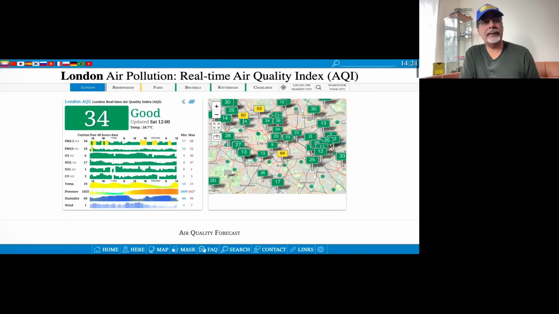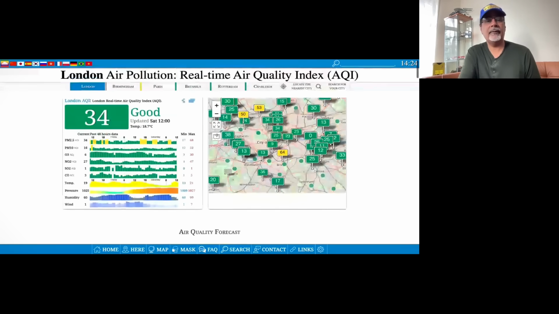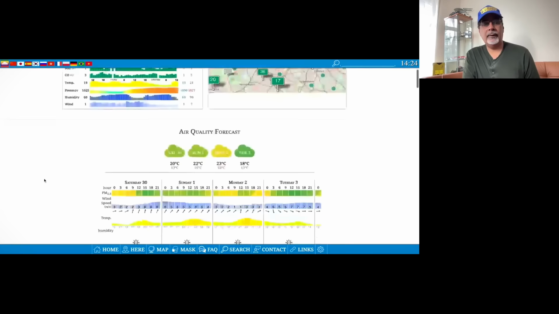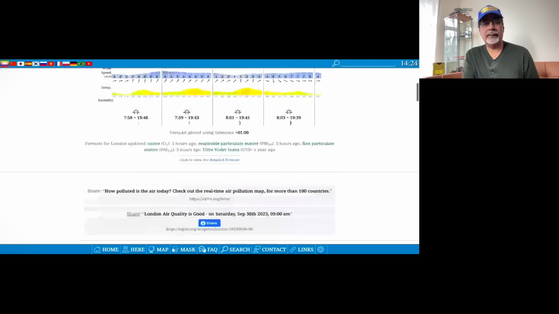The reason I'm looking at this particular one on this occasion is because you can see how they've laid it out here. London Air Pollution Real-Time Air Quality Index is showing you right now 34, good, but it's also breaking down all the individual elements of the emissions. So PM2.5, you can see PM10, nitrogen dioxide, NOx, as people talk about, and even CO2 as well.